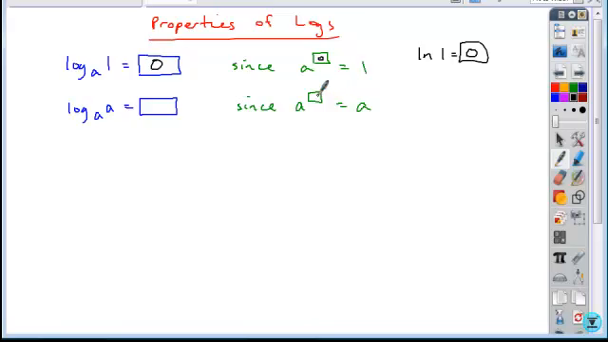a to what power equals a? 1. Okay, so anytime you have the log where the base and the value in the log are identical, it simply has a value of 1. So if I said log of 10, again, the unwritten base, if I don't put a subscript, it's an unwritten base of what? 10. So you have a base that's the same as the value inside, so this is going to equal 1.